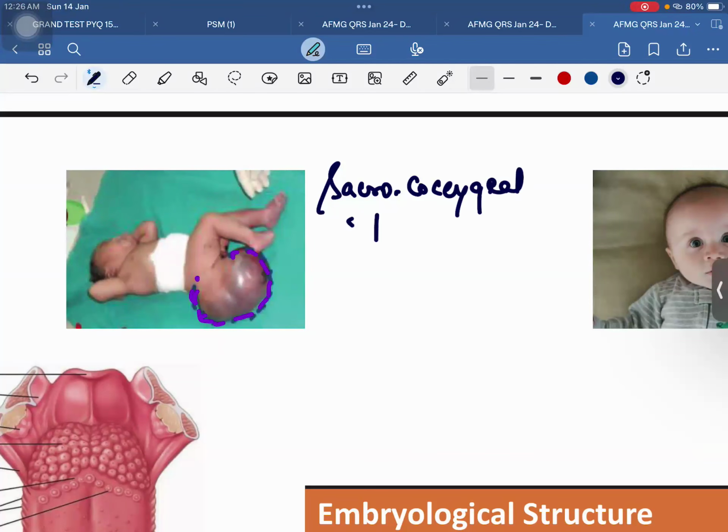Important is, please remember why the sacrococcygeal teratoma forms. It is because of abnormal migration of the germ cells. The germ cells abnormally migrate in the sacrococcygeal region, leading to formation of the sacrococcygeal teratoma. Whereas if they migrate in the head and neck region, they will lead to formation of a craniopharyngeal teratoma. So if it is at the region of the head and neck, that is craniopharyngeal teratoma. If it is in the lumbosacral area, it is a sacrococcygeal teratoma.